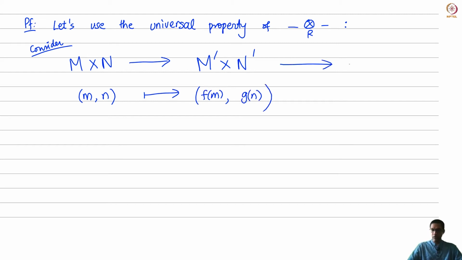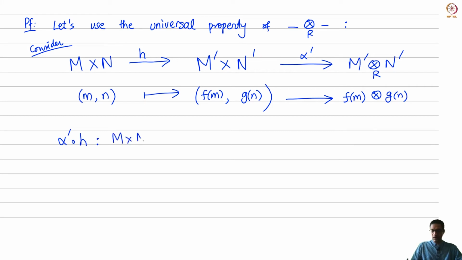Now from here, of course, I already have a map to M prime tensor N prime over R. That's the corresponding map alpha prime for the tensor product. In other words, this will take this to the element Fm tensor Gn of N dash. Let's give this guy a name. This is just some map H. Now consider the composition of these two guys, alpha prime composition H. It's a map from M cross N to this module M prime tensor N prime.